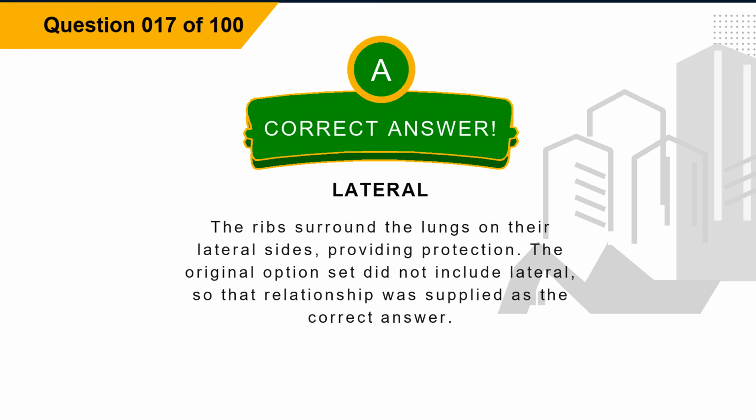Explanation. The ribs surround the lungs on their lateral sides, providing protection. The original option set did not include lateral, so that relationship was supplied as the correct answer.